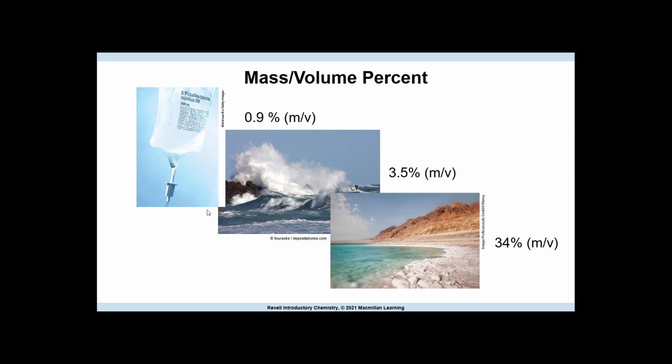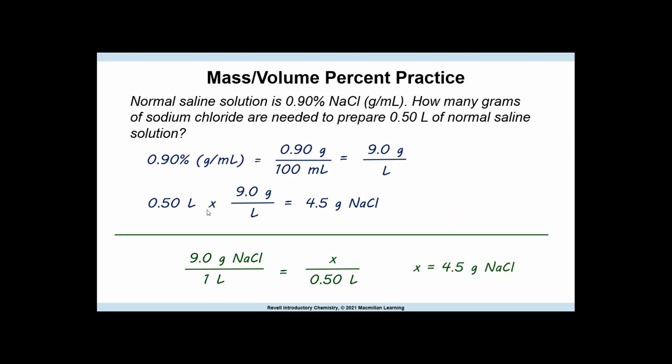So normal saline has a salt concentration of 0.9% mass per volume. Seawater has a higher salt concentration than normal saline. Typically, seawater has a salt concentration of about 3.5%. This is still far from saturated. In the Middle East, the Dead Sea has a salt concentration of approximately 34% mass per volume.